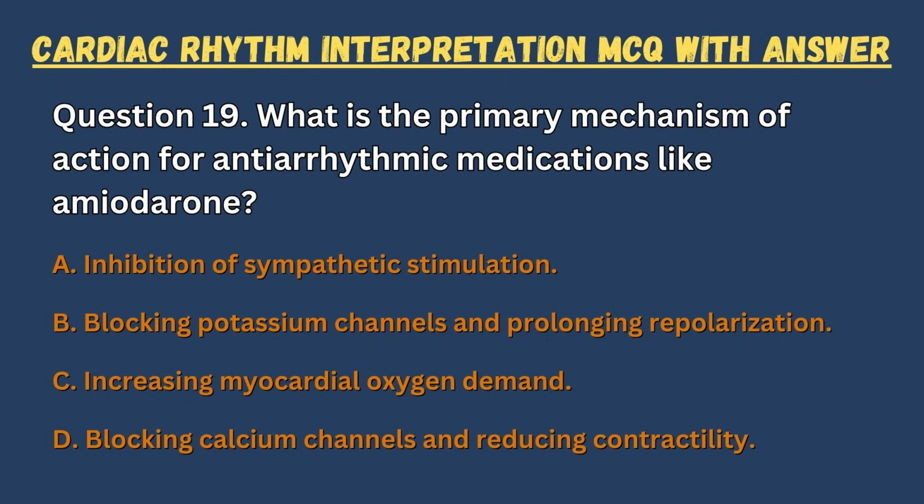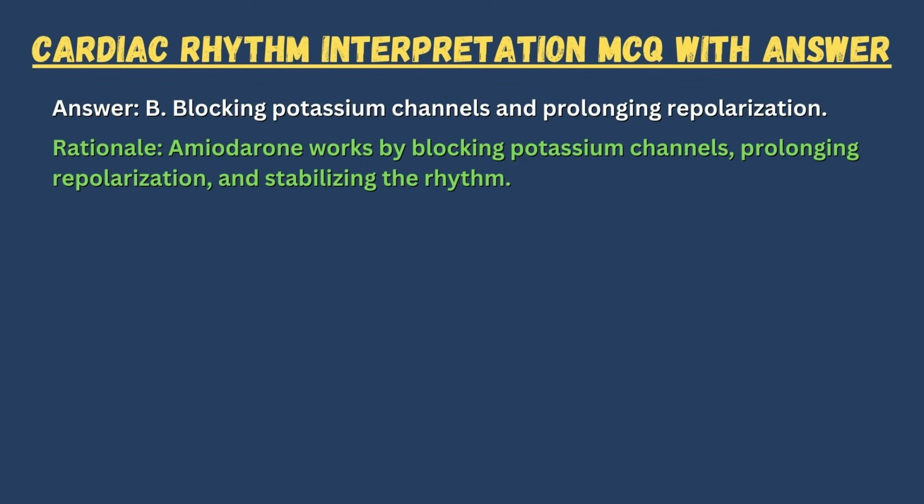Question 19. What is the primary mechanism of action for antiarrhythmic medications like amiodarone? A. Inhibition of sympathetic stimulation. B. Blocking potassium channels and prolonging repolarization. C. Increasing myocardial oxygen demand. D. Blocking calcium channels and reducing contractility. Answer: B. Rationale: amiodarone works by blocking potassium channels, prolonging repolarization, and stabilizing the rhythm.